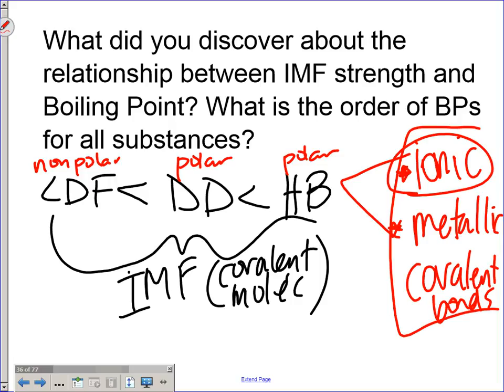Okay, so which would have the highest boiling point of everything on the board? Say again? Ionic. Ionic would have the highest boiling point of everything on the board. Then you defer to covalent, because metallic we'll get to on Monday, okay?